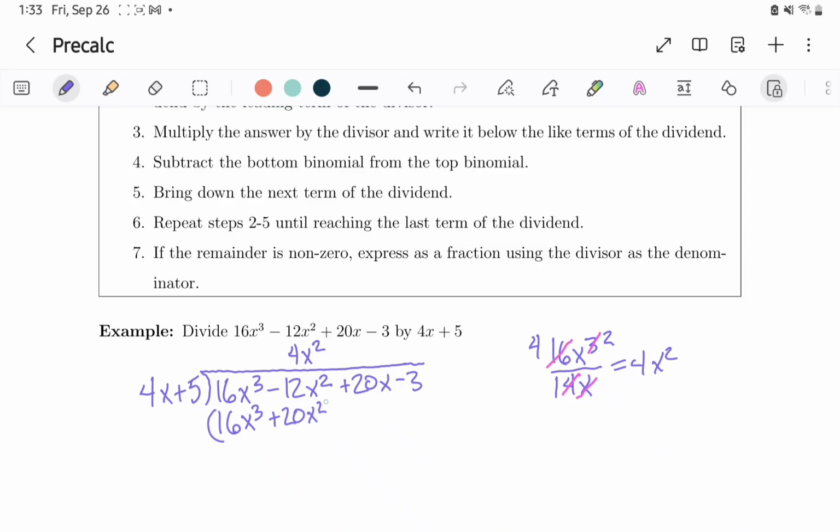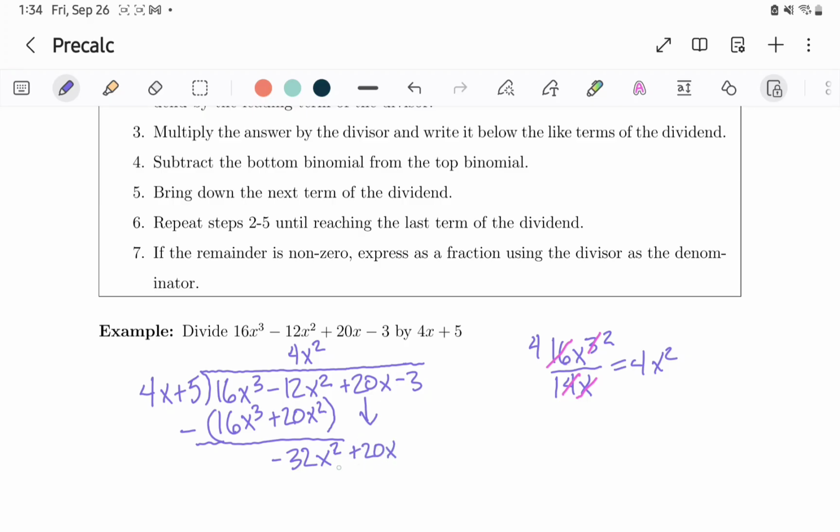And then we're going to subtract both these terms from the dividend. So minus minus. And then we're going to have minus 12x squared. Well, so first of all, 16x cubed minus 16x cubed, those guys are going to cancel each other out. And then moving on to the next two terms, we have minus 12x squared minus 20x squared, which is going to be a minus 32x squared. Okay, and then we want to bring down the 20x.